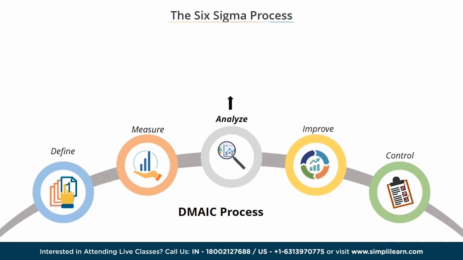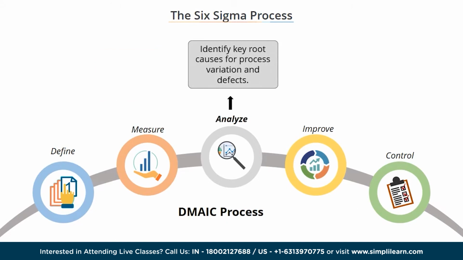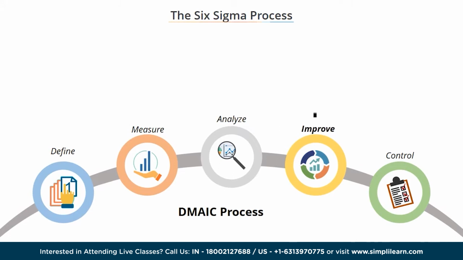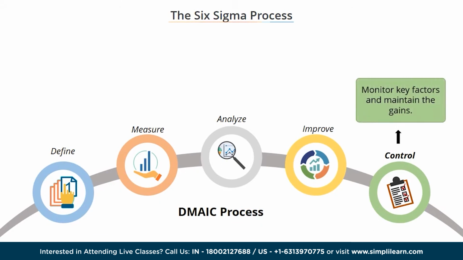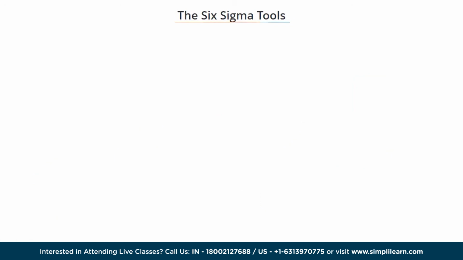The focus of the analyze phase is to identify the key root causes for process variation and defects. The purpose of the improve phase is to develop, test, and implement the solutions. The goal of the control phase is to monitor the key factors and maintain the gains. You learn the aspects of the DMAIC process.